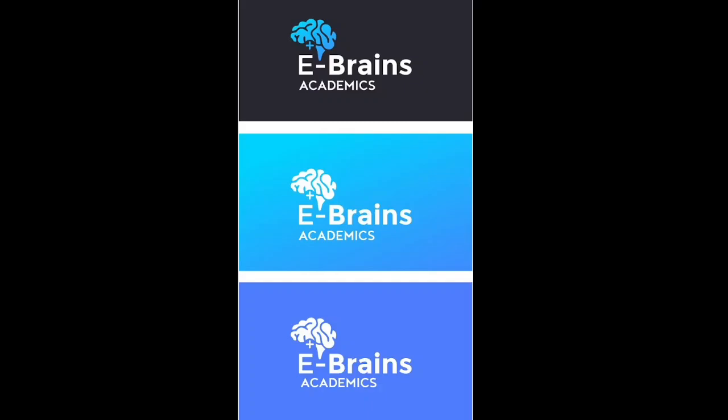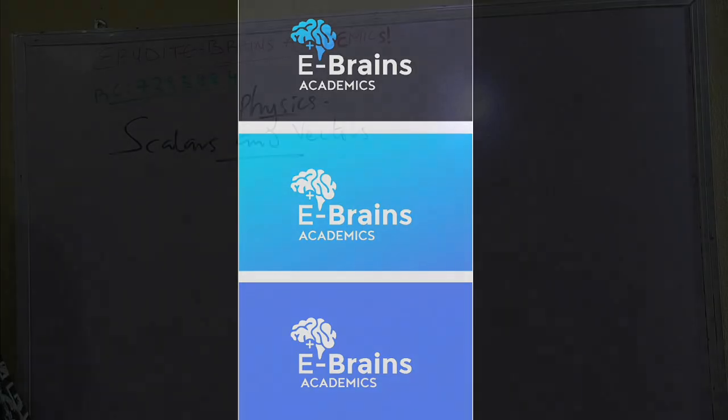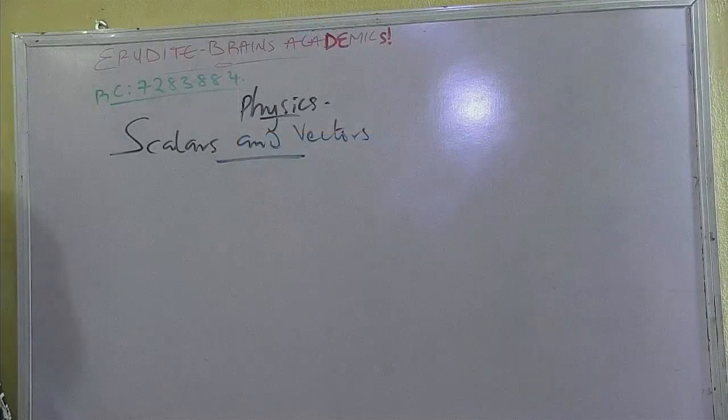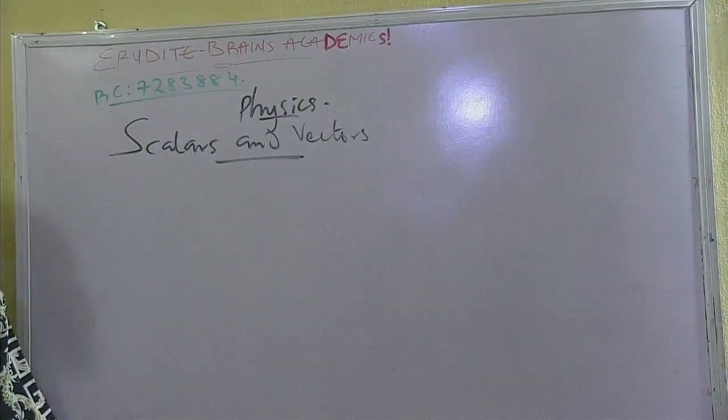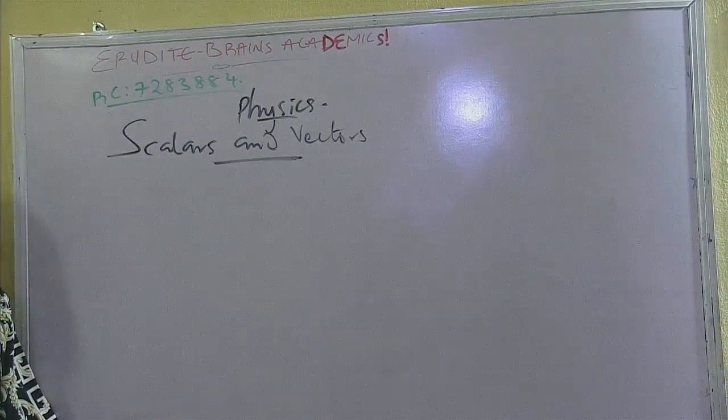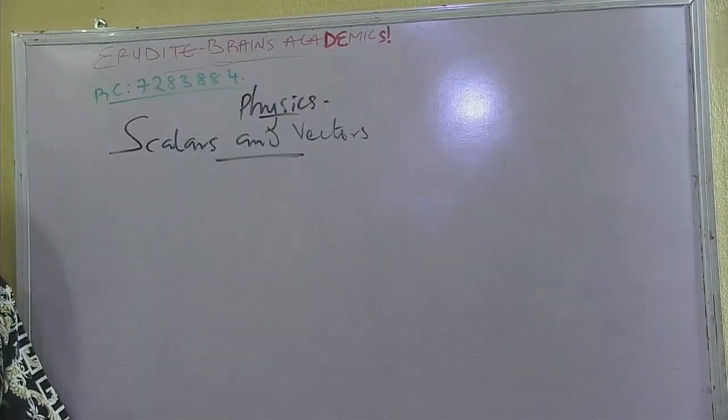Okay, good day guys. Today we are going to be talking about scalar and vector quantities. But quickly I'm going to do a short introduction about scalar and vector. What is a scalar? A scalar is any quantity that is described by its magnitude alone.